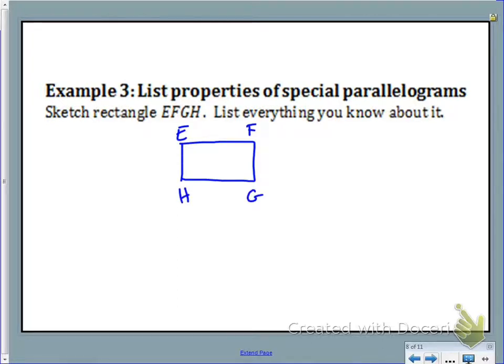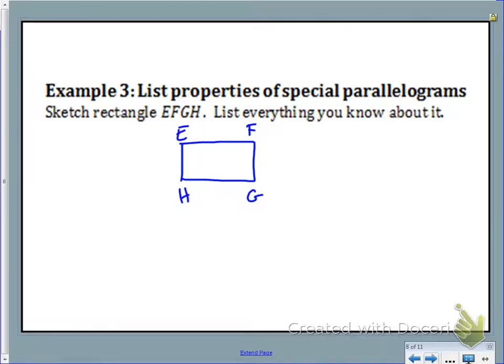And we know it's a rectangle. So since this is a rectangle, we need to list everything we know about it. And there's going to be a lot, so be prepared to list everything. Now I'm going to go back to the hierarchy that we drew in the very beginning of our notes. If you do that, the least specific type of shape is that this is a quadrilateral.